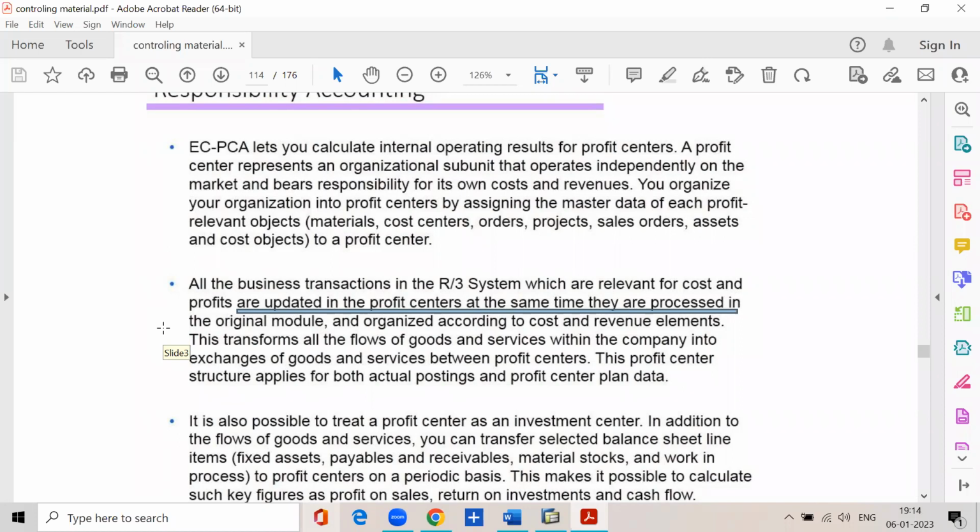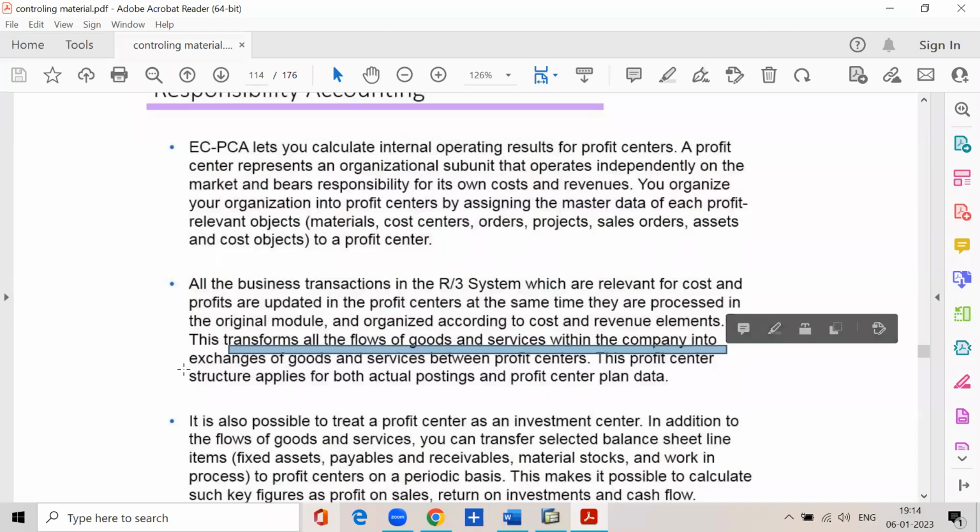So when we post expenses in any module, they will be posted to profit centers instantly. This transforms all the flows of goods and services within the company into exchange of goods and services between the profit centers. This profit center structure applies for both actual postings and profit center planned data. That means for each profit center, we can also enter the planned values. For example, for product 1, this month the targeted profit is 25 crores.